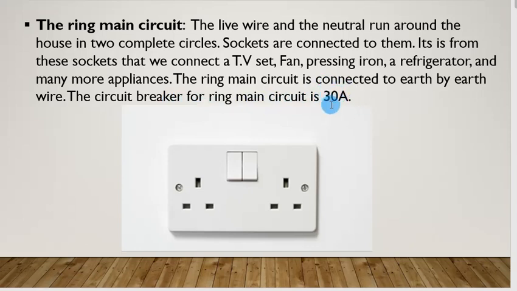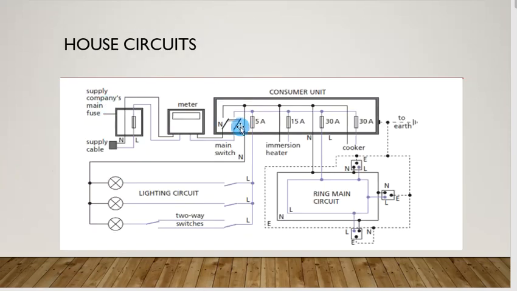But if you use a 15 amps breaker, it means that when you connect a lot of appliances at once, it's likely that your breaker is going to trip, cutting off supply of current to your ring main circuit. So a 30 amps breaker is much better, because you can connect a number of appliances working at the same time.